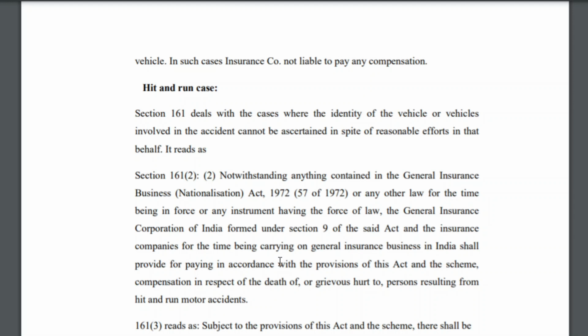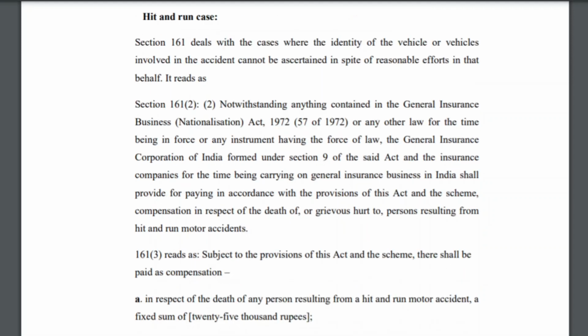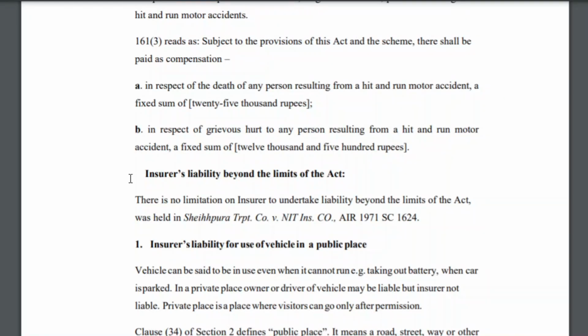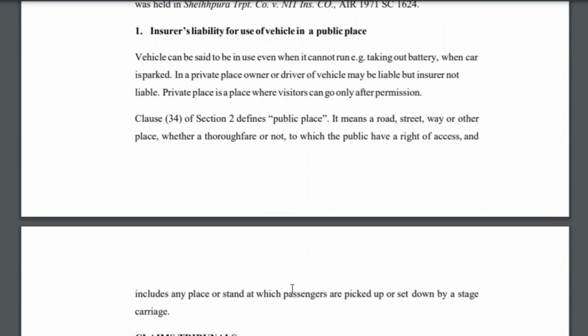So what are all the things we have to discuss with regard to hit and run cases? It is very important with regard to these aspects. Here we have to discuss all these things from the examination point of view. With regard to insurance liability beyond the limits of the Act, what is his liability and all things here are very relevant. And one more thing: under this Act, importance has been given to the formation of the Motor Vehicles Claims Tribunal.